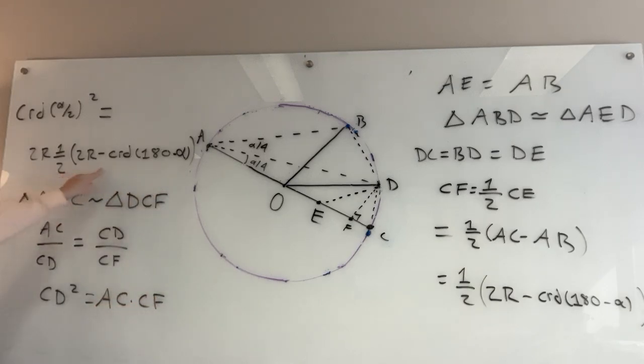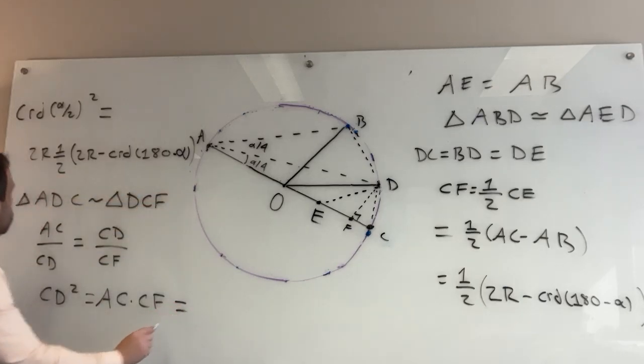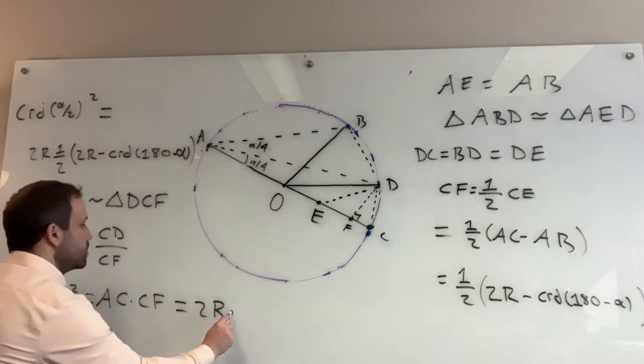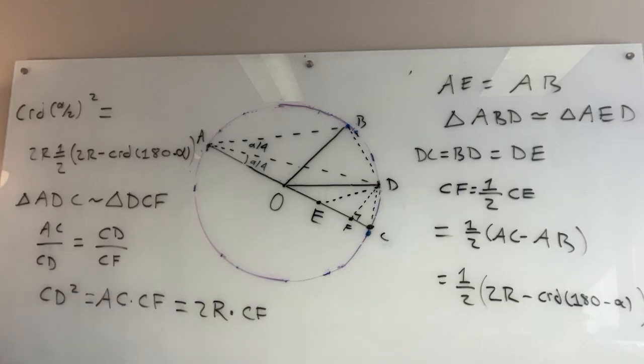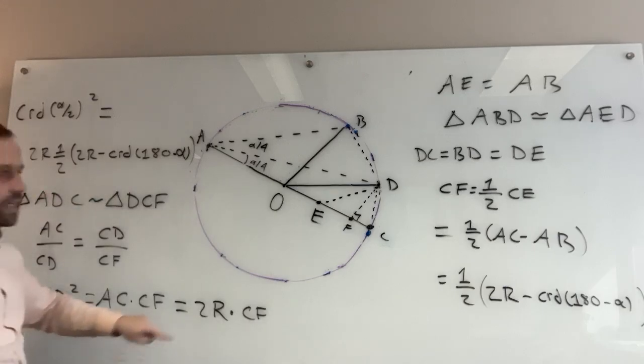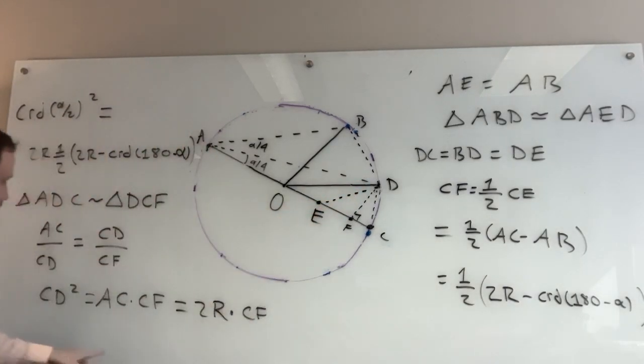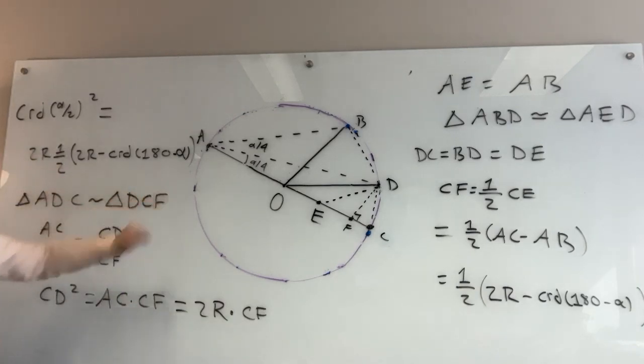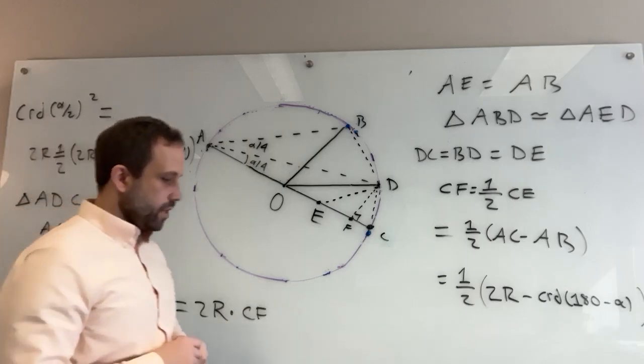Now, this expression right here is CF. But notice what AC is. AC is just equal to 2R. So this is 2R times CF. So what I've shown is that CD squared is equal to 2R times CF. But what is CD? CD is exactly chord alpha over 2. So CD squared, which is chord alpha over 2 squared, is equal to 2R times CF. This is 2R, and that expression there is CF by what I did over there. Okay, so this gives a sort of half-angle formula.